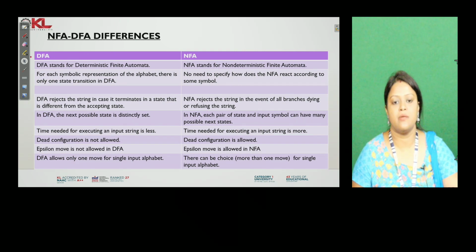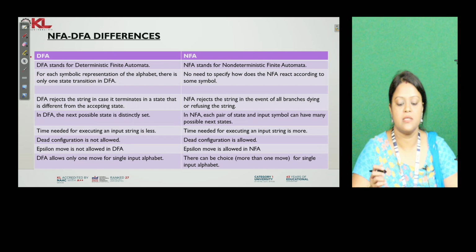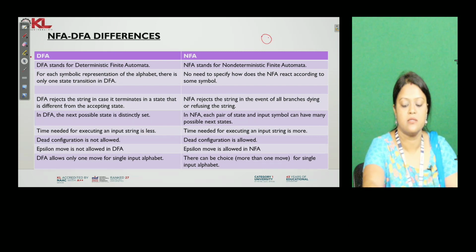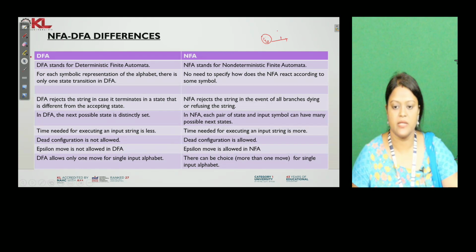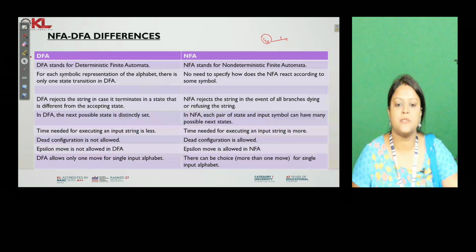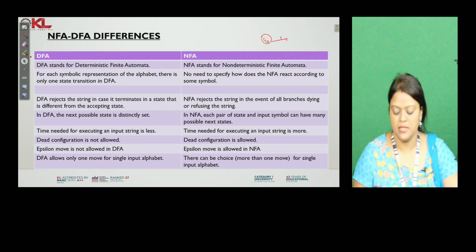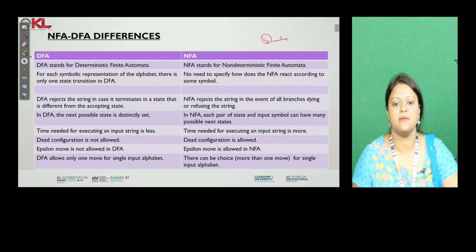In DFA such configurations are not allowed, and this is not about a dead state. Here from Q0, if we are not moving to any state for 0, that is, we reach Q0 and we don't have a path for 0, that is not allowed in DFA, but that is allowed in NFA. Epsilon moves are not allowed in DFA, but they are allowed in NFA, which we will see.